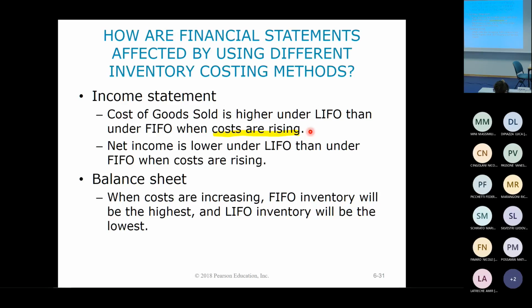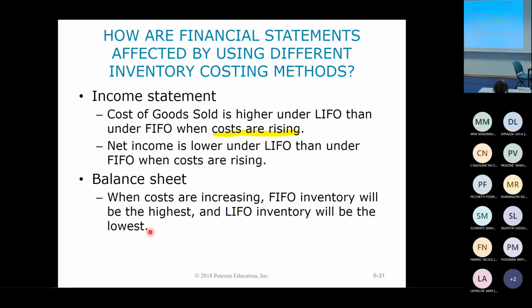Okay, so you generate tax savings, that's why it's so popular. So you pay less income tax when prices are rising. This is one of the benefits of LIFO. Net income is lower under LIFO than under FIFO because the cost of goods sold is higher. In the balance sheet, however, when costs are increasing, FIFO generates the highest inventory and LIFO generates the lowest inventory.